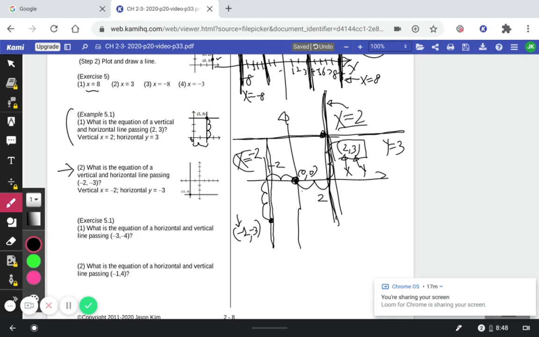How about the horizontal line? Horizontal means like sea level. So here is a straight line for the horizontal line. But how do you write this equation? You write y equals, so what is the y value of the point it passes through? -3, right? So y equals -3 is the equation of the horizontal line passing through (-2, -3).